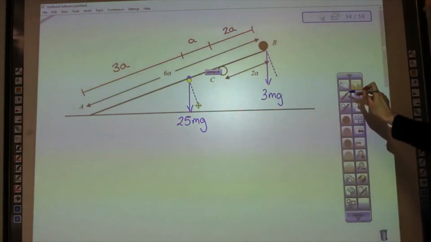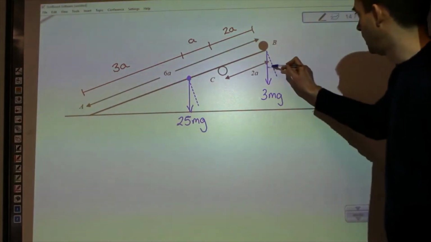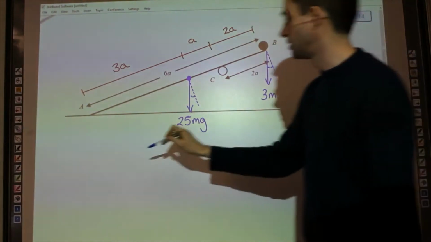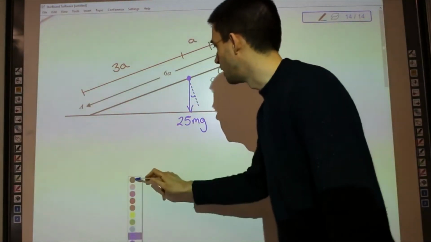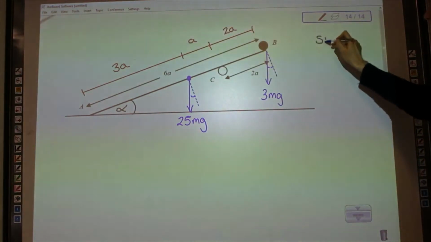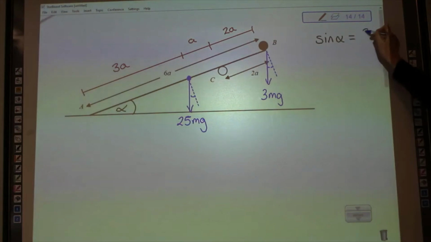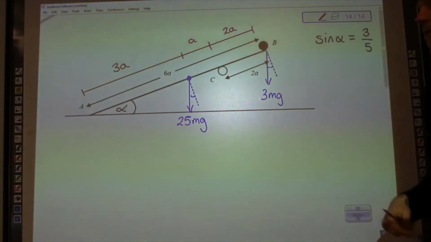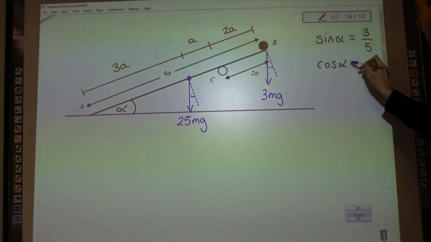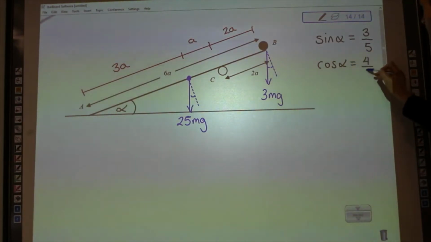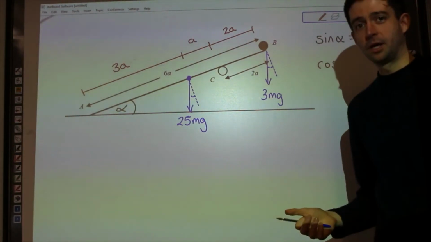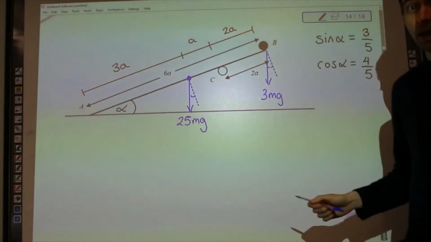There we go. Because I know that the angle in here is going to be the same as the angle here, which I've been told is alpha, where sine alpha equals 3/5. Now I know that if sine alpha is 3/5, cos alpha is going to be 4/5. If you're not sure where that comes from, watch the video on connected particles and inclined planes. I explain how to get that.